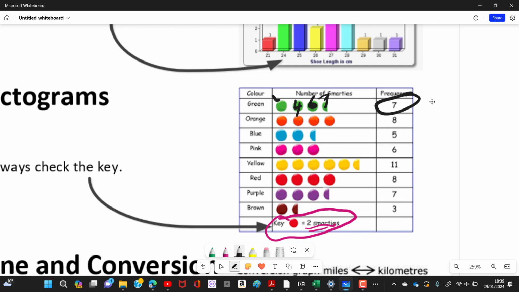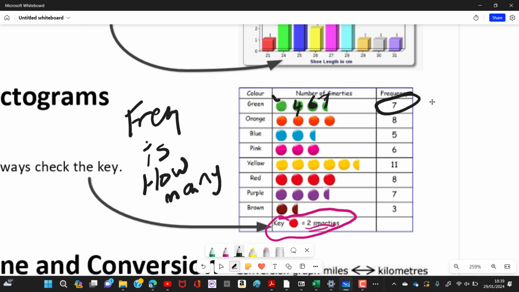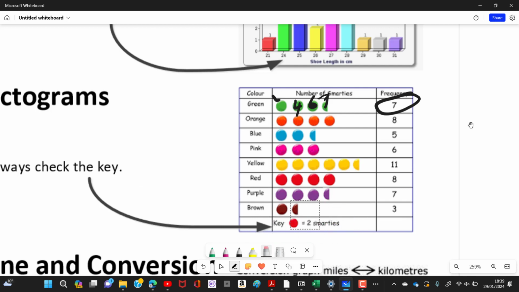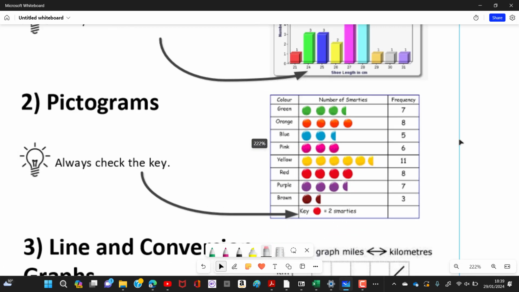Frequency means how many. So make a note of that. If you're taking notes, write that down. Frequency is how many. But pictograms are very easy. Just make sure you always know what the key is, otherwise you'll be in trouble. It's really important that you know what the key is. Otherwise, it's very straightforward to get the answers on these ones.